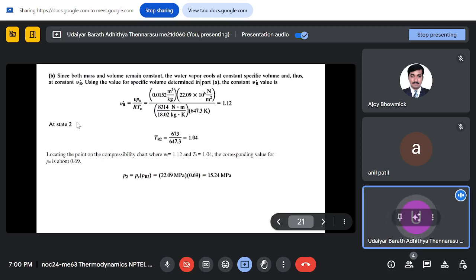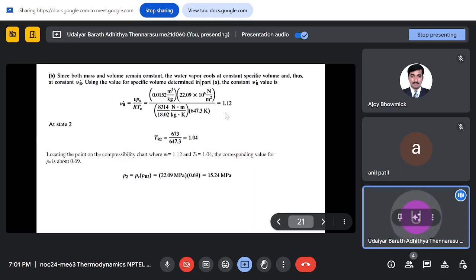So the next one is to find out at state 2. Since it's a closed system, mass and volume will remain the same. So it's a constant specific volume, you can say. So you can find out reduced specific volume. So reduced specific volume is specific volume into PC by RTC, that is nothing but, similar to gas equation, PV by RTC. So V by Vc, specific volume at critical point. So from there we can find out your reduced specific volume is 1.12.